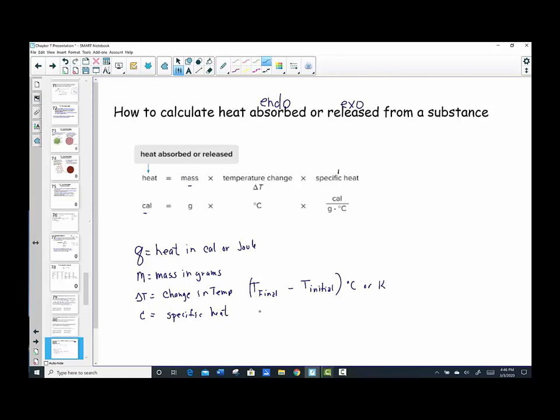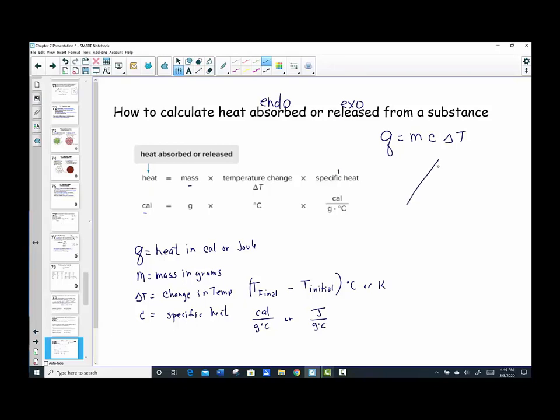If my heat is measured in a calorie, my unit for specific heat is calorie per gram degree Celsius. If it's measured in a joule, it's joule per gram degree Celsius. So we're just matching units. Q is equal to m c delta T. That is our formula for calculating heat.